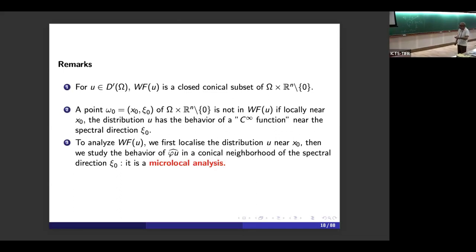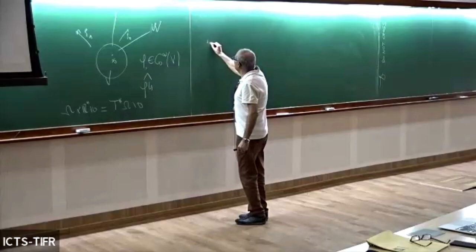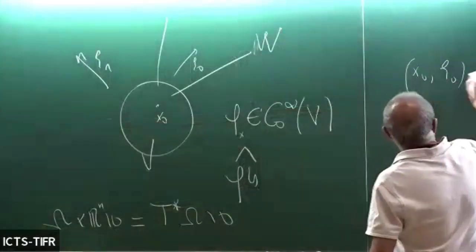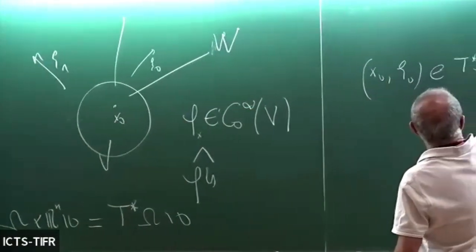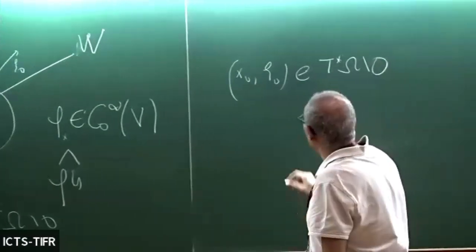So we summarize in item 2 here: omega 0 is not in the wavefront. If locally linear at x0, the distribution u has the behavior of a C-infinity function in the spectral direction x0. So what we did is very easy. We take (x0, ξ0) in T*Omega minus 0.